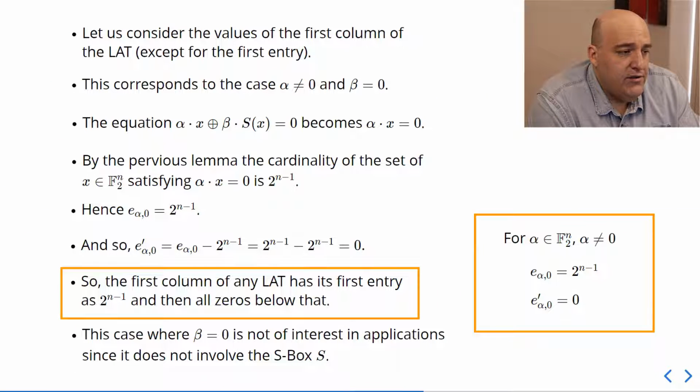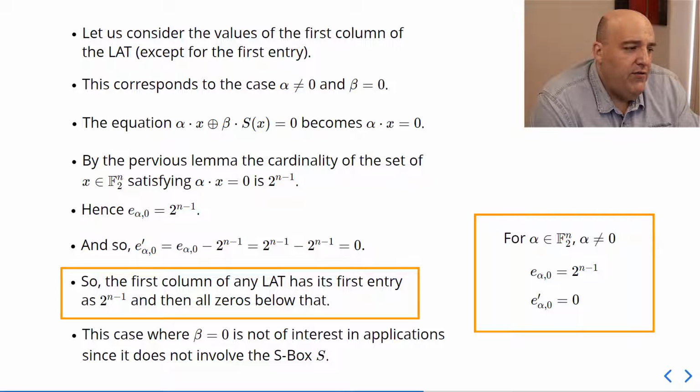Now, on this little slide, our goal is just to prove that the entries of the first column are all 0, except for that first one, which is 2^(n-1). So let's take, that first column corresponds to beta equals 0, right? And if we're not at the first entry on the first column, then alpha would be non-zero. So we imagine that alpha is not 0 and beta is 0.